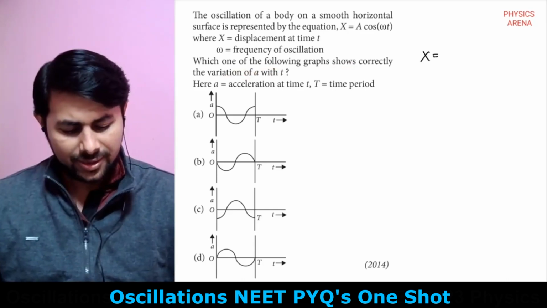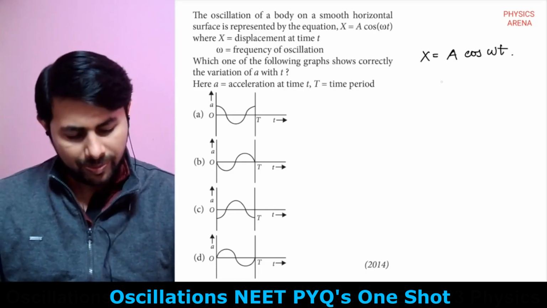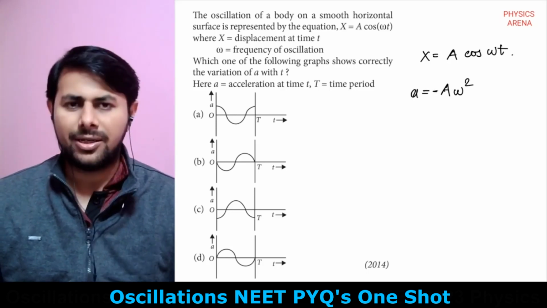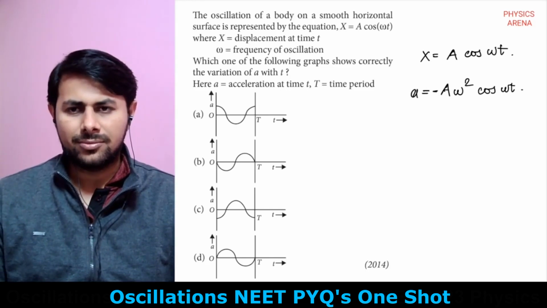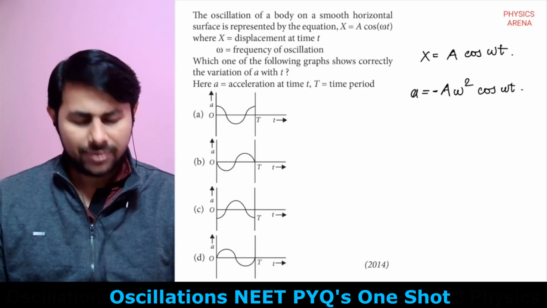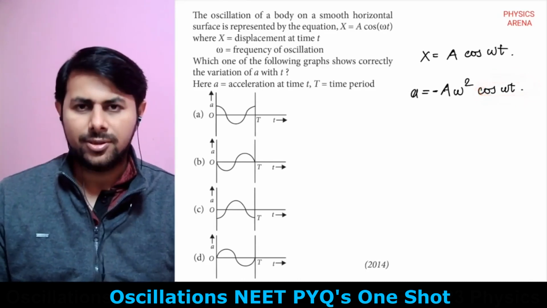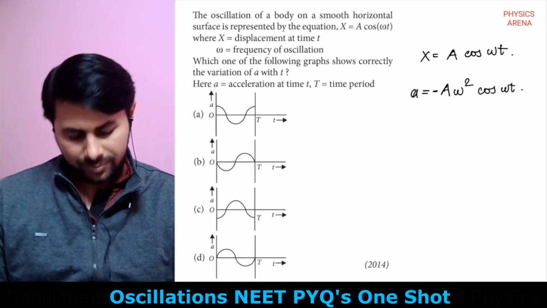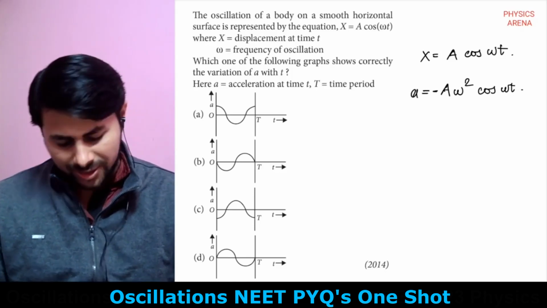See, x is a cos of omega t. So what will be a? It is minus a omega square cos of omega t. So at t equals to 0, this thing will be 1. So a is minus a omega square. It starts from negative value. Right? Yeah, it's option C.